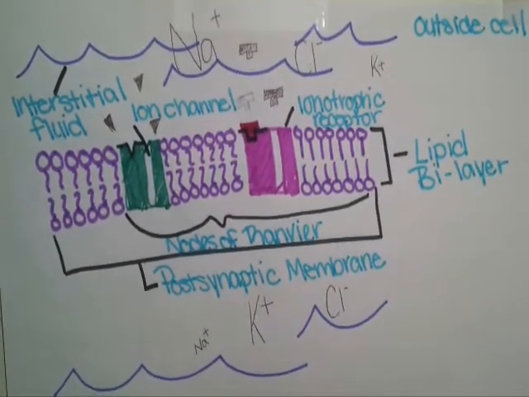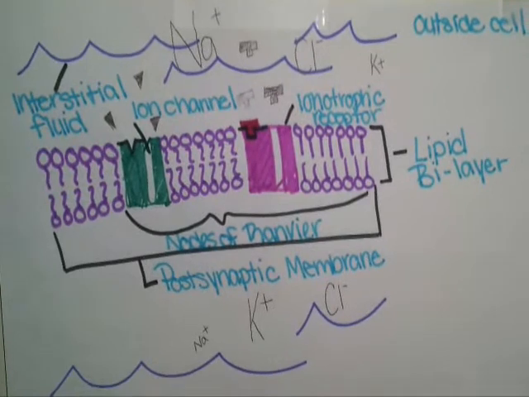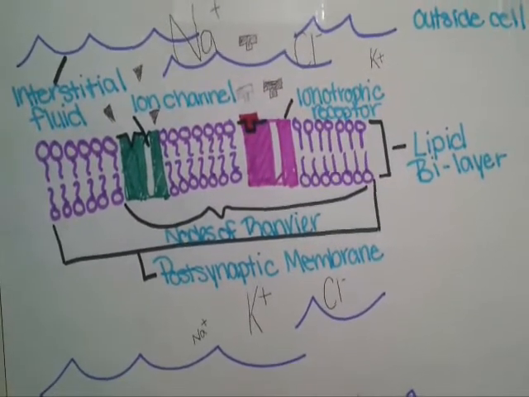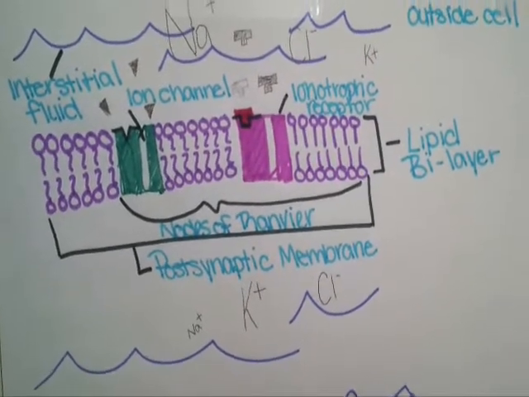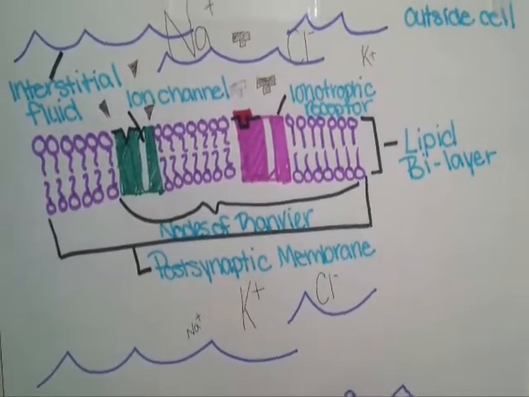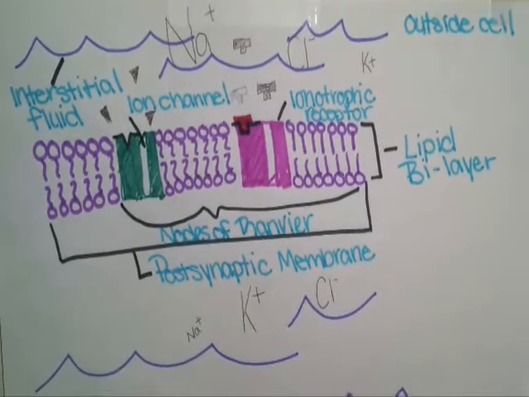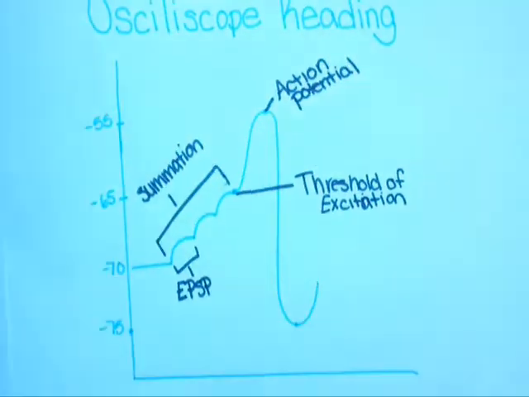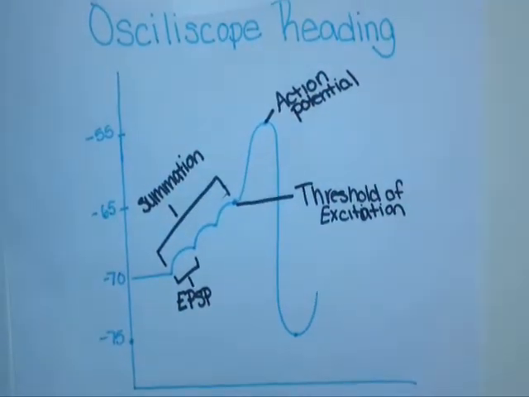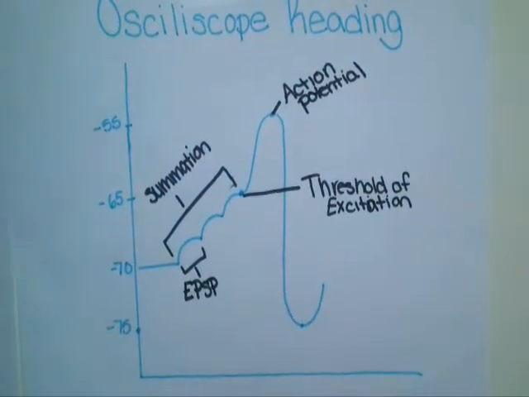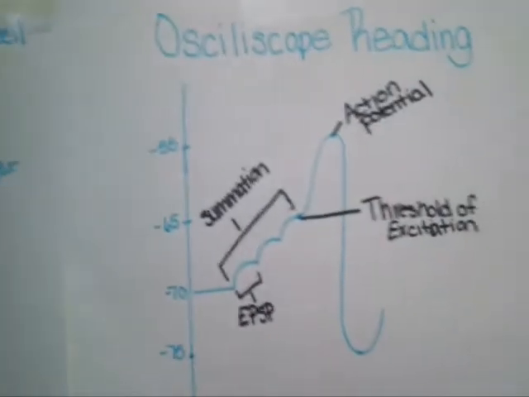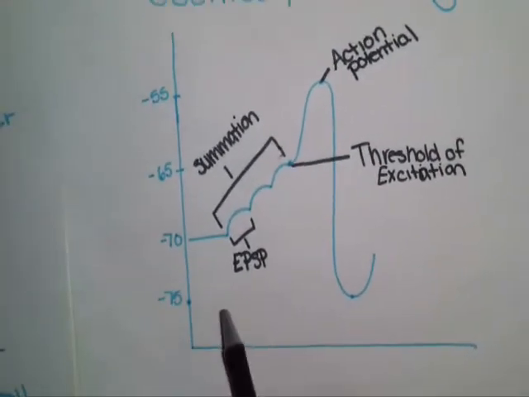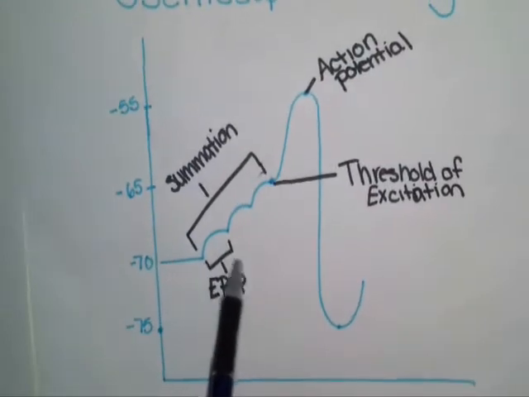The interstitial fluid and cytoplasm each have different concentrations of potassium, sodium, and chloride. The amount of each ion is represented in the size of the lettering. Here is the oscilloscope reading of what is going on in the synaptic gap in the postsynaptic membrane of cell B. A neuron is at resting rate at negative 70 millivolts.